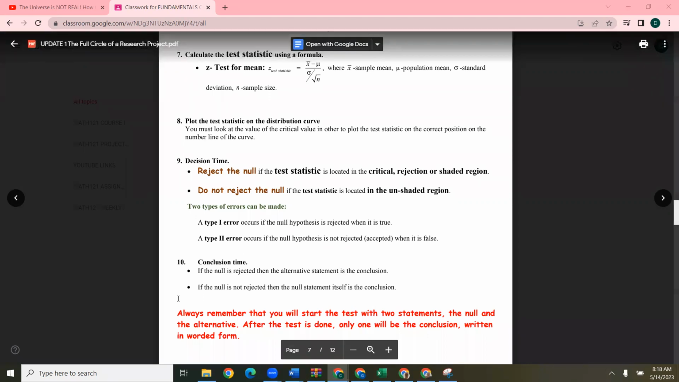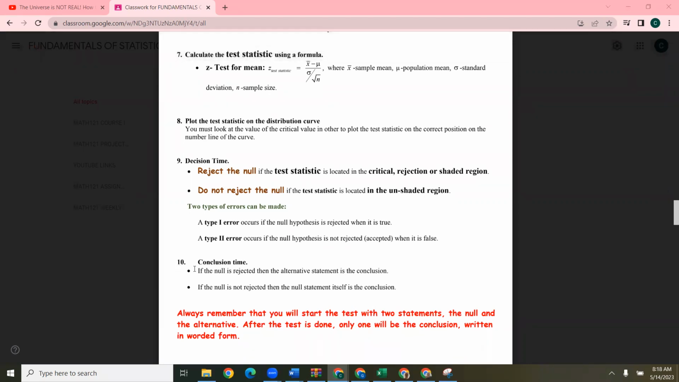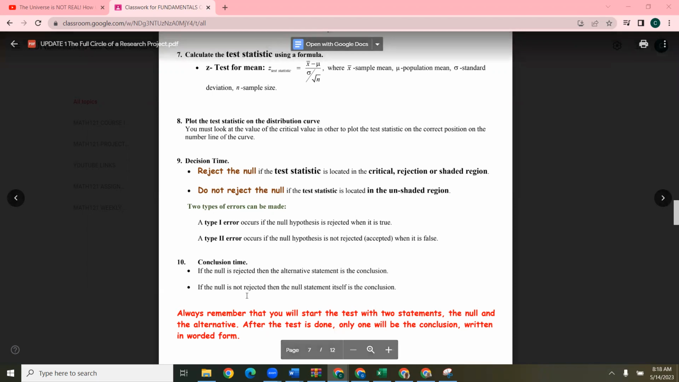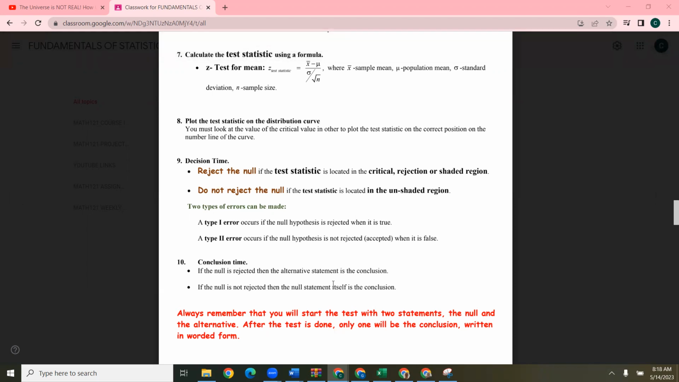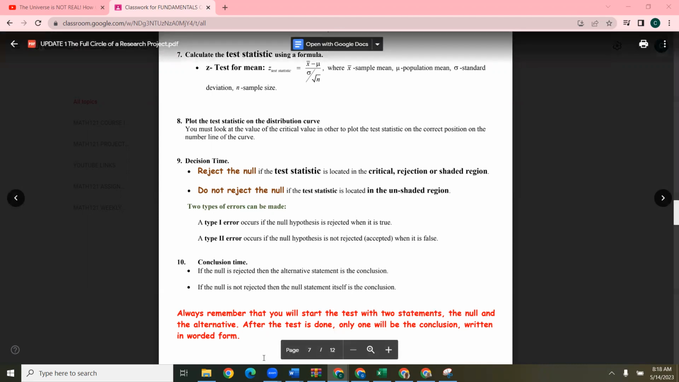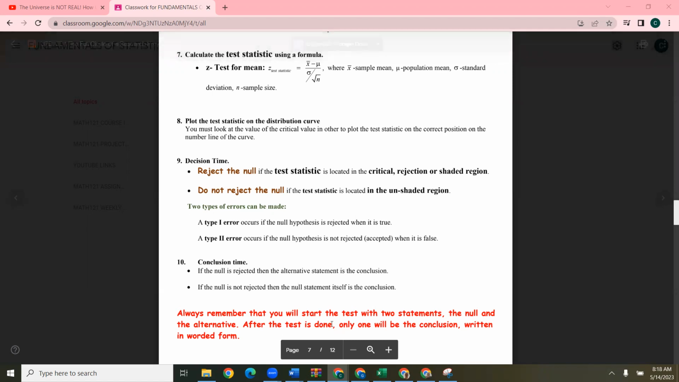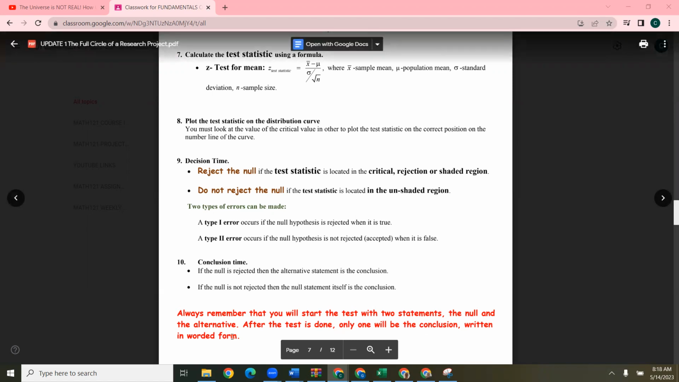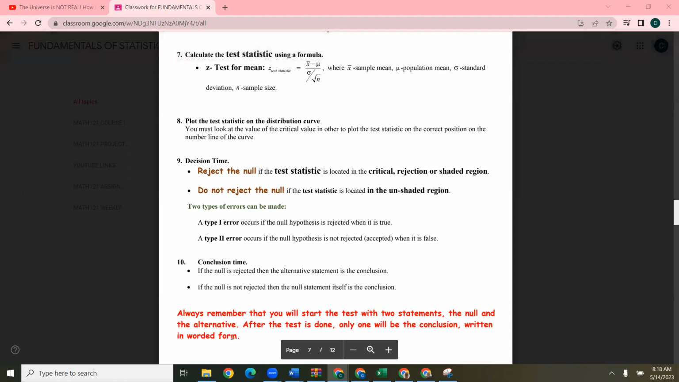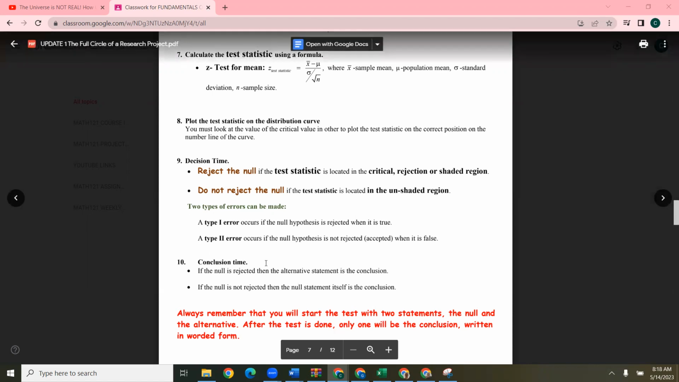Now, step number 10, it says conclusion time. If the null is rejected, then the alternative statement is the conclusion. If the null is not rejected, then the null statement itself is the conclusion. So you always have to remember that you will start the test with two statements, the null and the alternative. After the test is done, only one will be the conclusion, and you have to write it in worded form. We have rejected the null, so therefore the alternative statement is the conclusion.